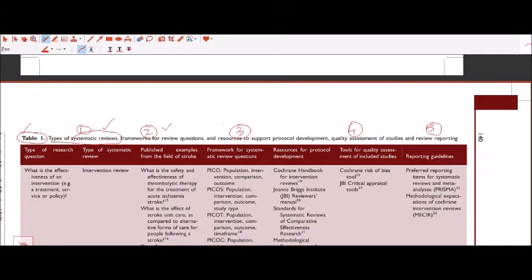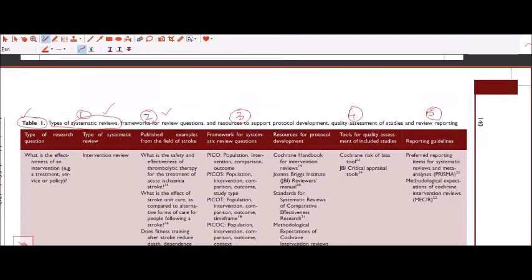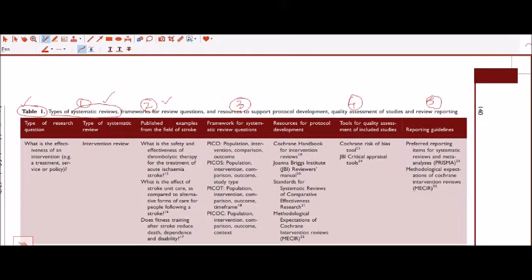So let's go ahead and, step by step, have a look at these things so that we are able to understand. The first block, if you can see, focuses on effectiveness. What is the effectiveness of an intervention? So here the question is on the effectiveness, number 1. Number 2, on the intervention. So what are we talking about? We are talking about a treatment. Remember that: intervention, a service, or a policy. These are certain things that you have to remember.